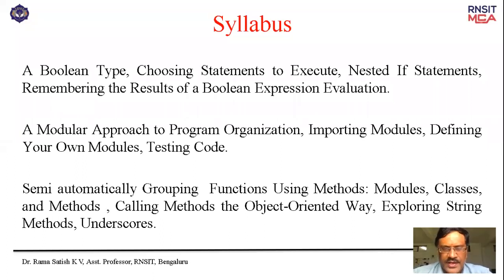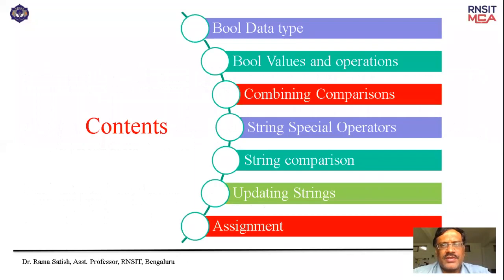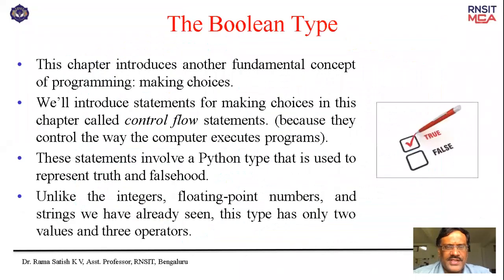Coming on to today's syllabus, we discuss Boolean type, Boolean values, combining the comparisons, and finally we have an assignment. What exactly is Boolean type? I have already told you about Boolean type in the previous class also. Boolean type is a data type that generally holds either a true value or a false value. Capital T, R, U, E, true. Capital F, A, L, S, E, false. So it is a false value.